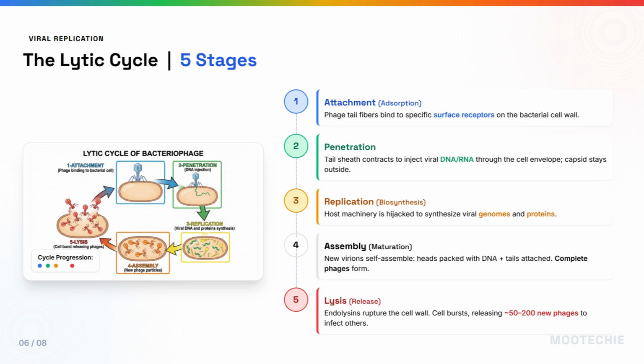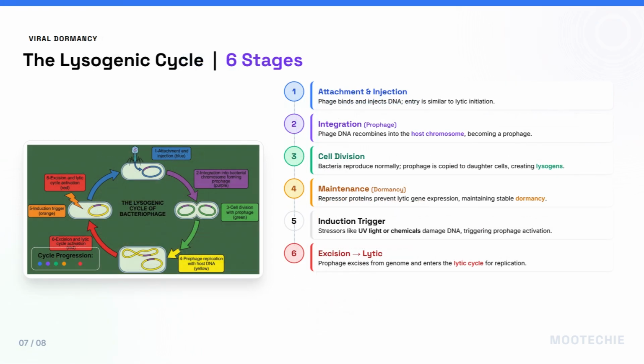Let's look at the alternative, the lysogenic cycle, a state of viral dormancy. This cycle has about 6 stages. It begins the same way, attachment and injection, where the phage binds and injects its DNA. The key divergence happens next. Instead of taking over, the phage DNA undergoes integration. It recombines into the host bacterium's own chromosome, becoming a hidden passenger called a prophage.